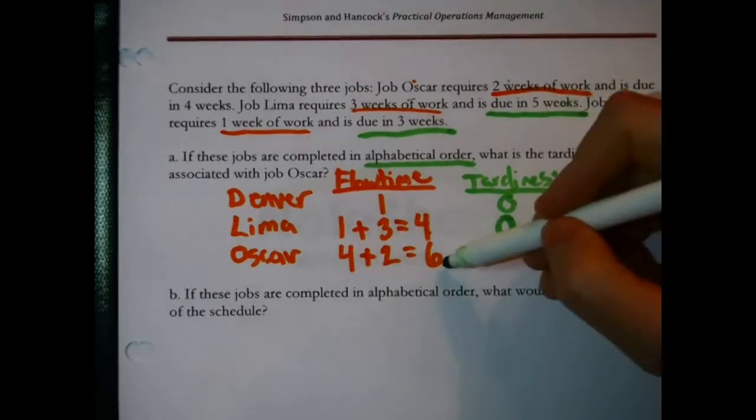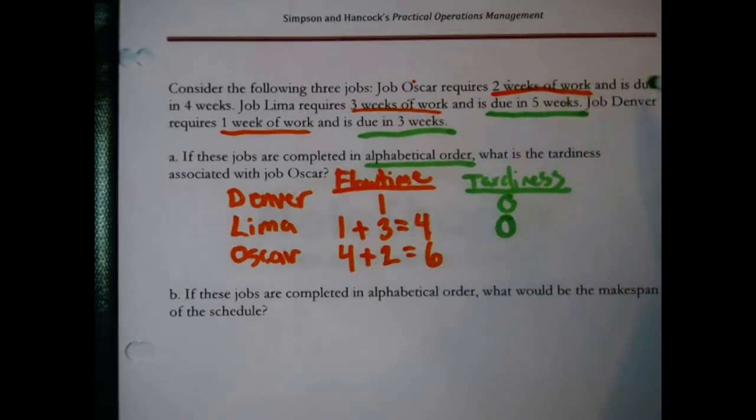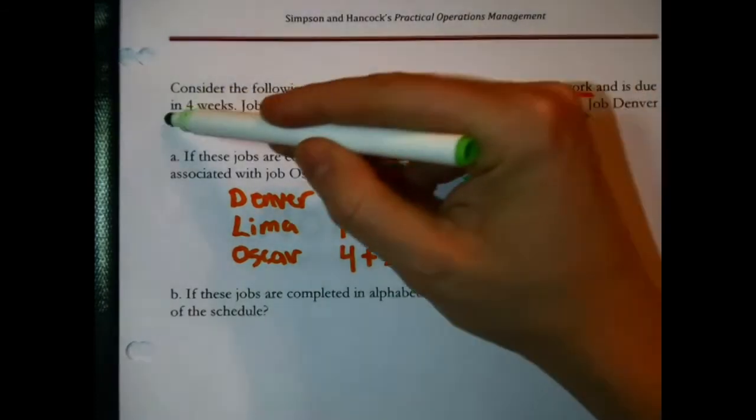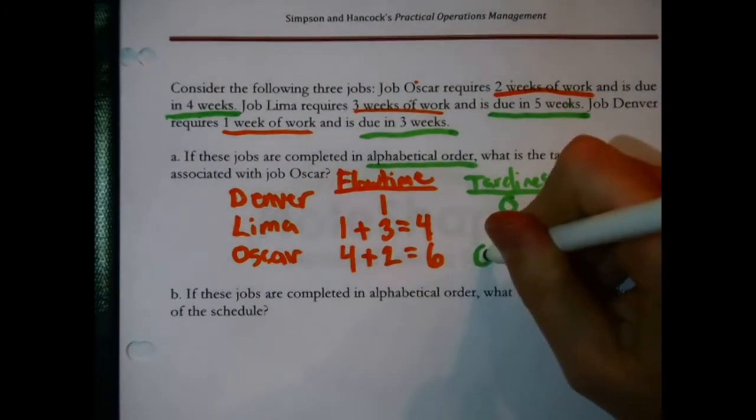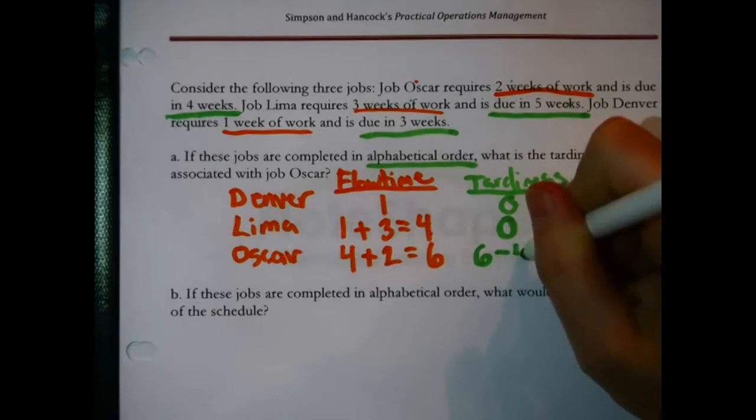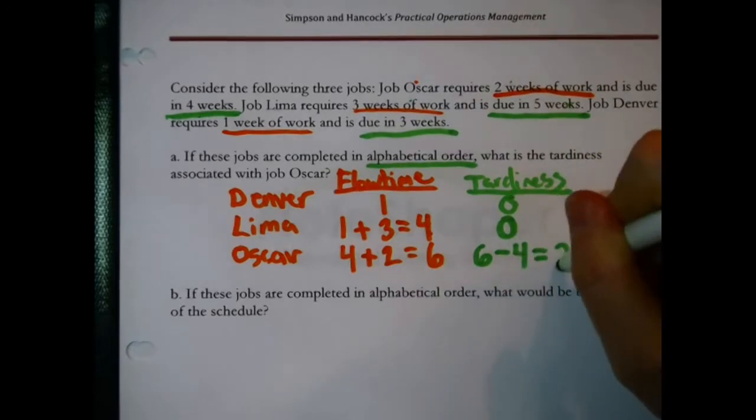Job Oscar will be done in 6 weeks. Look up the due date. Oscar is due in 4 weeks. Uh-oh. We have run into a little bit of trouble here. It's due in 4 weeks, so its tardiness is 6, when it will actually be finished, minus 4 equals 2.